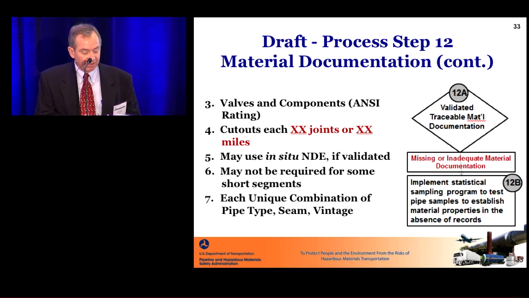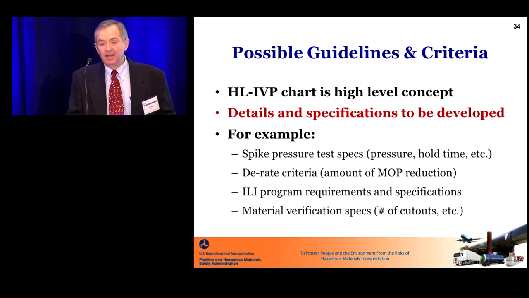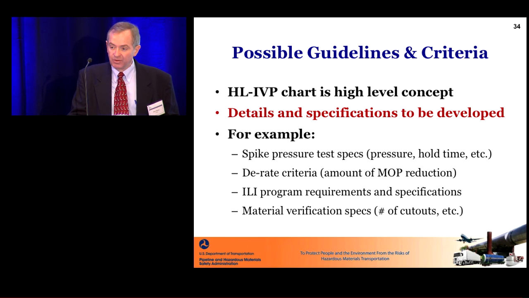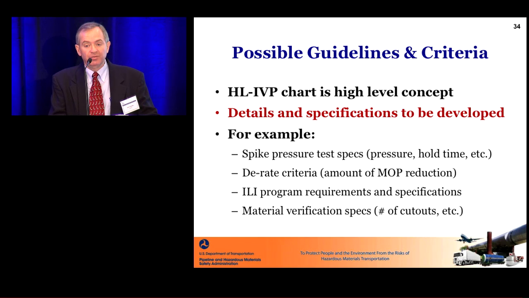Possible guidelines and criteria, again, just going back through the chart and the things I'm talking about at a high level. PHMSA has not written the first word of any regulation for HL-IVP. But the things I've been talking about are things that we need your input on, and we will be considering them if we do go forward with something. That would be spike test pressure, D-rate criteria for an ECA program, what the ILI program requirements should be, and what we do for material verification. Those are the key items that I think we would need input on.